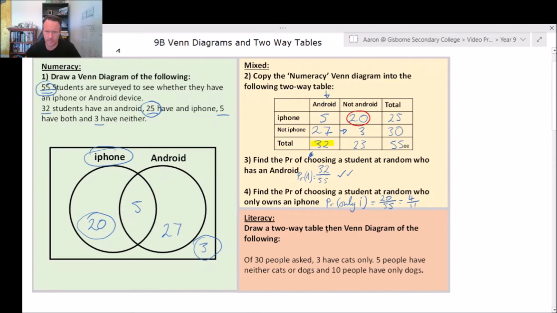Last one, draw a two-way table, then Venn diagram of the following. 30 people are asked. 3 have cats only, 5 people have neither cats or dogs, and 10 people have only dogs.